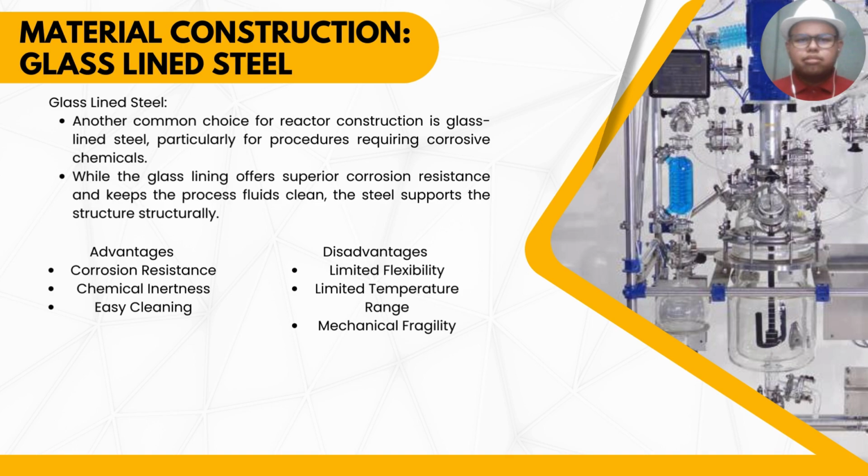Next is glass-lined steel. This material is mostly used for corrosive chemicals. Instead of using stainless steel, this material helps to prevent the reactor from corroding. But since the reactor is lined with glass, only a limited temperature can be applied to perform the reaction.